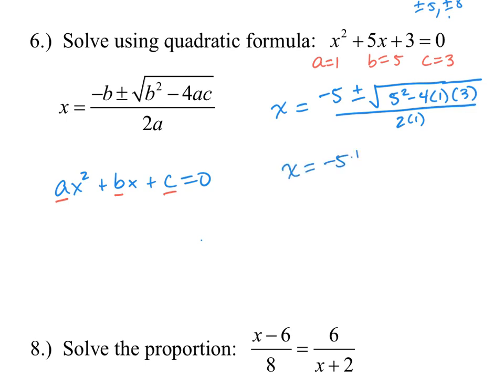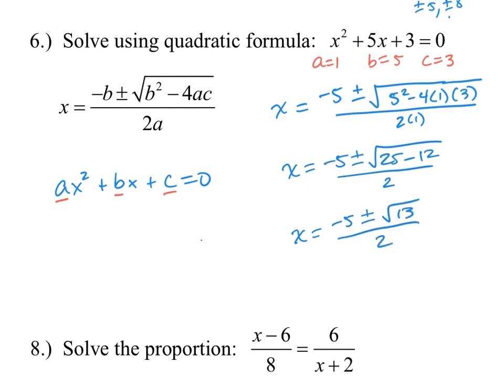So negative 5 plus or minus, this would be, let's see, 5 squared is 25, minus 4 times 1 times 3 is 12, and that's all over 2. So we're going to leave our answer like this, negative 5 plus or minus the square root of 13, and that's all over 2. So those are our two solutions. So on the project, when you're using the quadratic formula, I only put one blank because we write the two solutions together by using this plus or minus symbol.